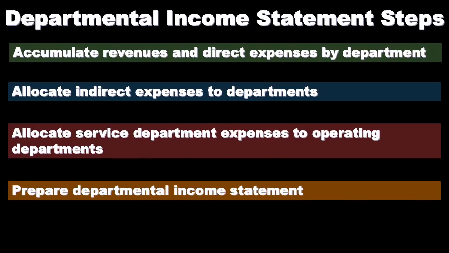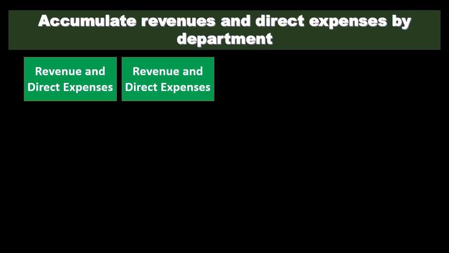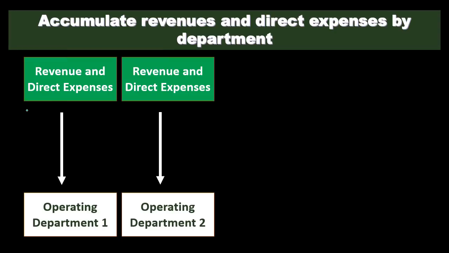Then we'll prepare the departmental income statement. Let's look at this in a bit more detail. So we have step 1, accumulate revenue and direct expenses by department. So we're going to have the revenue and direct expenses. We're going to apply them out directly to the department.